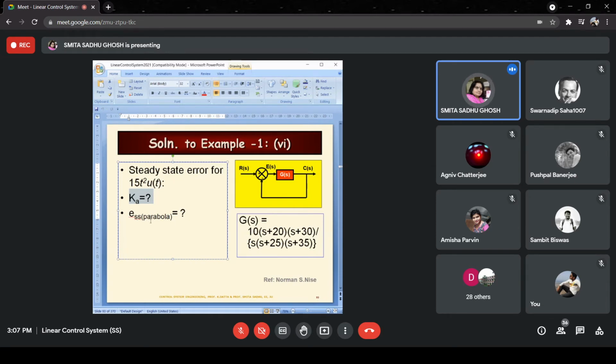Now you have to find the ESS for a parabolic input. You would recollect that the steady state error corresponding to a parabolic input was given by 1 by Ka for a parabolic input with unity amplitude. Over here, there are 15 units of amplitude. Nevertheless, because it's zero, it will not be consequential. So now ESS will be found by calculating 15 by Ka, right? Ka has been found to be zero, so it's going to be how much?